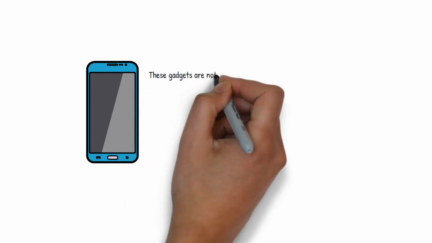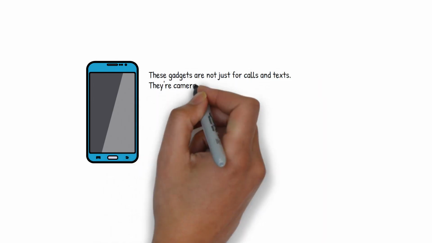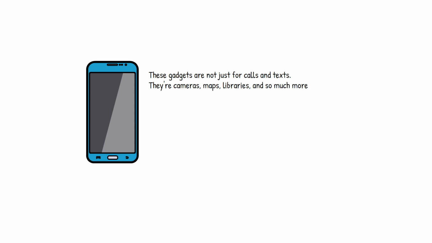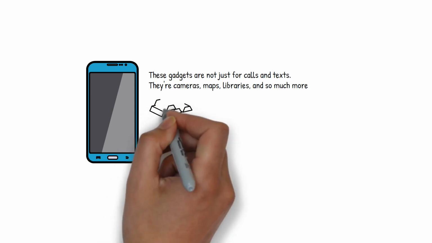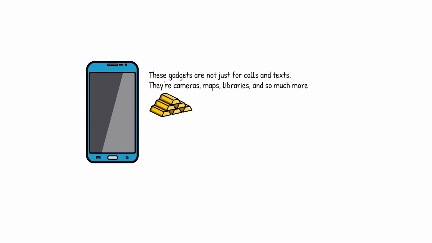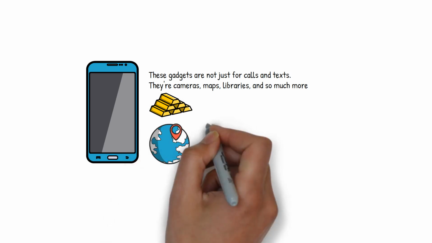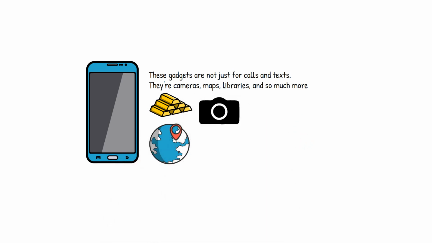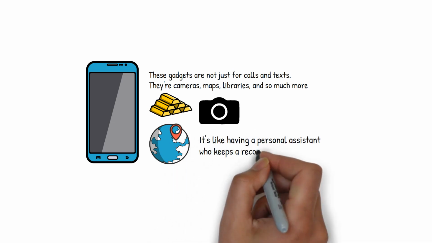Lastly, let's talk about the Swiss Army knife of technology, mobile devices. These gadgets are not just for calls and texts. They're cameras, maps, libraries, and so much more. Each function leaves a trace, a potential goldmine for an investigator. The GPS can show locations, the camera rolls hide photos and videos, and apps keep logs. It's like having a personal assistant who keeps a record of every move you make.